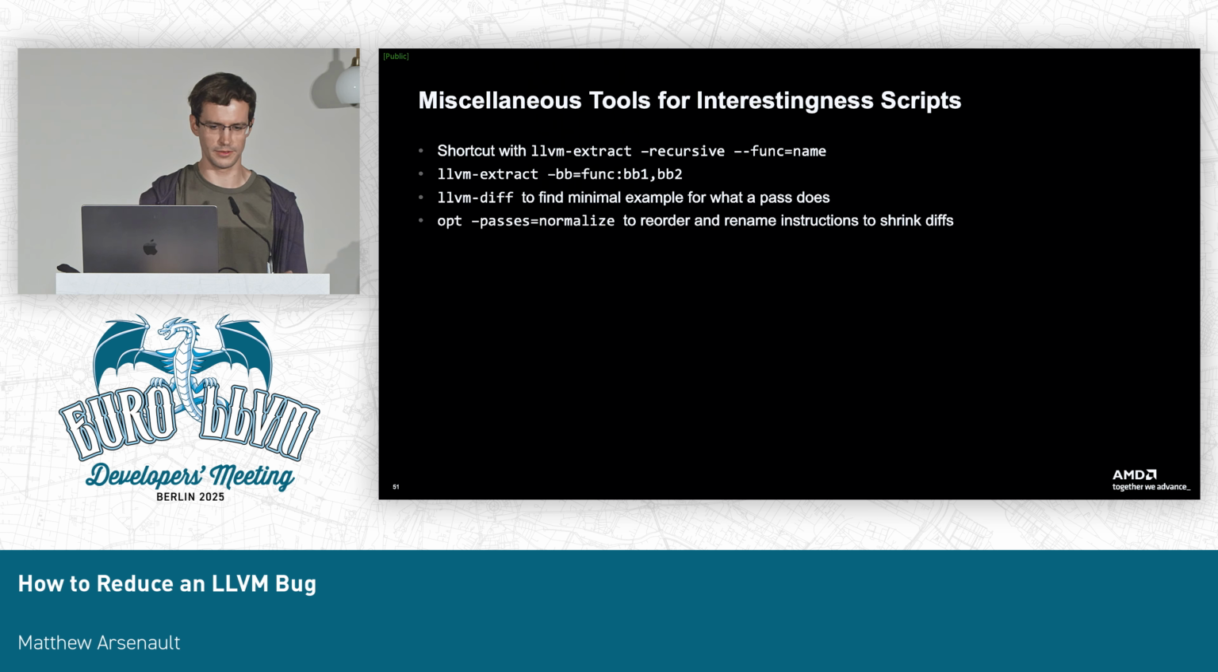We also have this normalize utility pass, which is intended to shuffle code around and name things such that you have smaller diffs. So you can use these in conjunction with each other to have some more creative, interesting scripts, to find actual semantic diffs in your reduction.